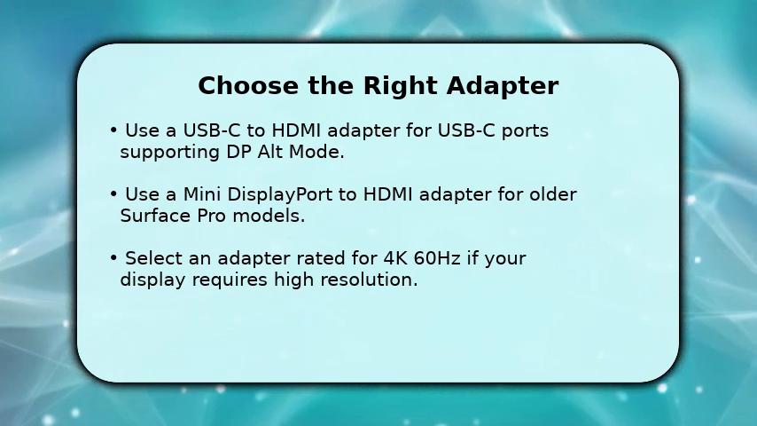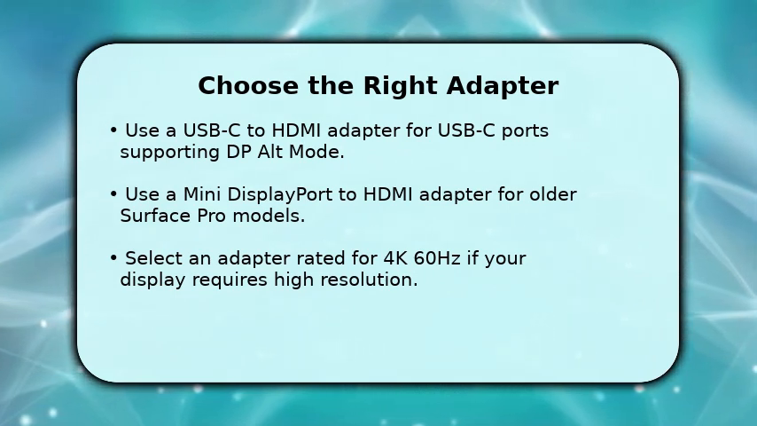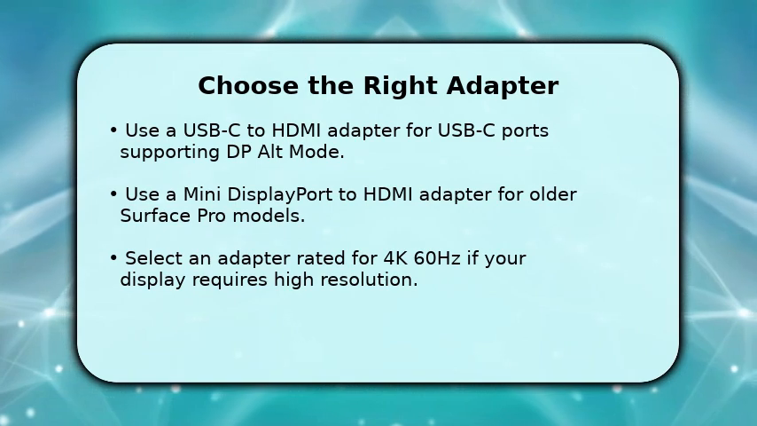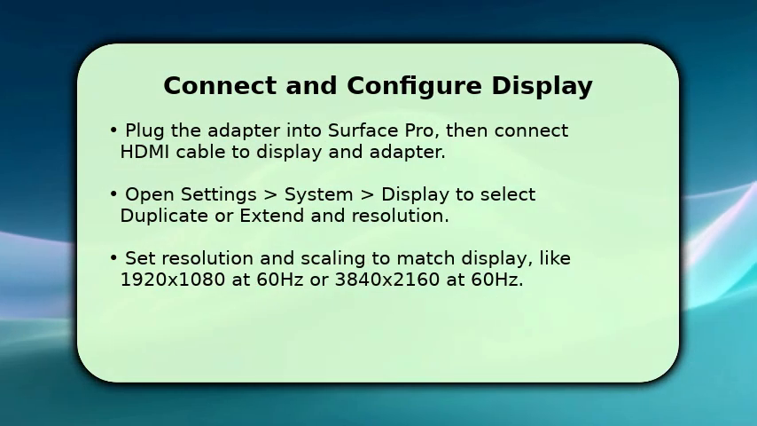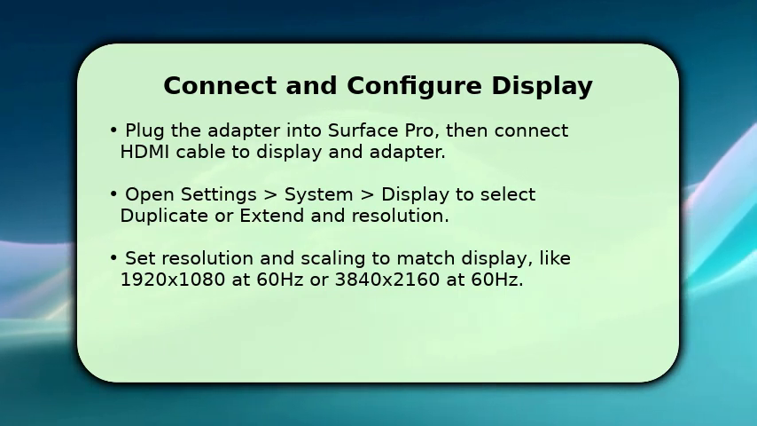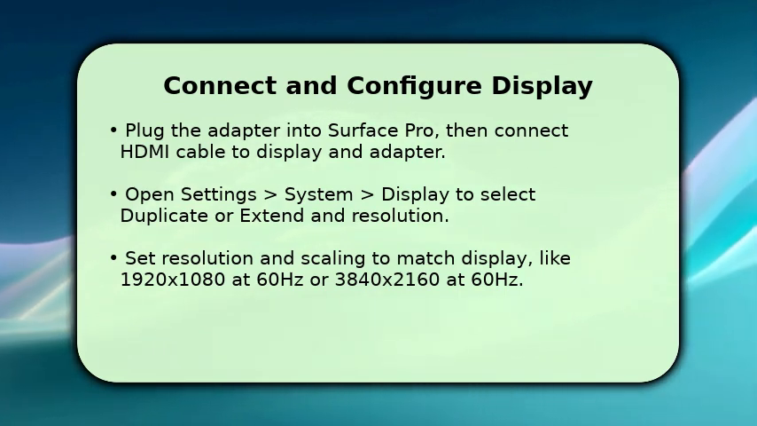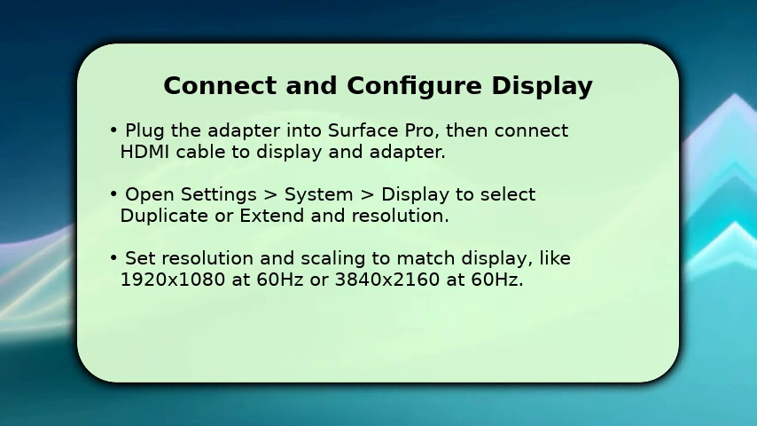First, power off the external display and connect the HDMI cable to the adapter. Insert the adapter into the Surface Pro port firmly and power on the display. On Surface, open Settings, then System, then Display to detect the monitor immediately.